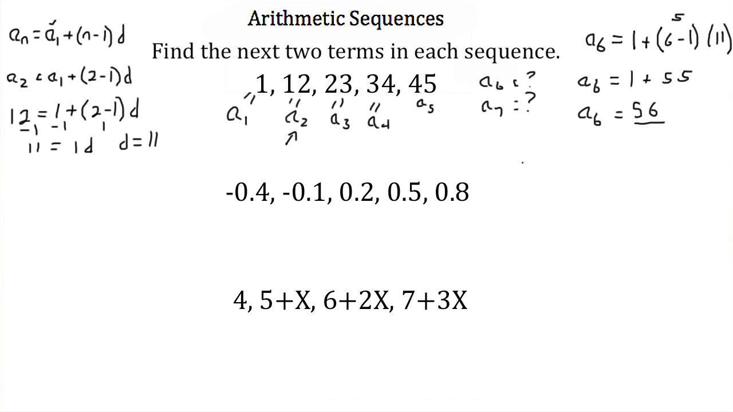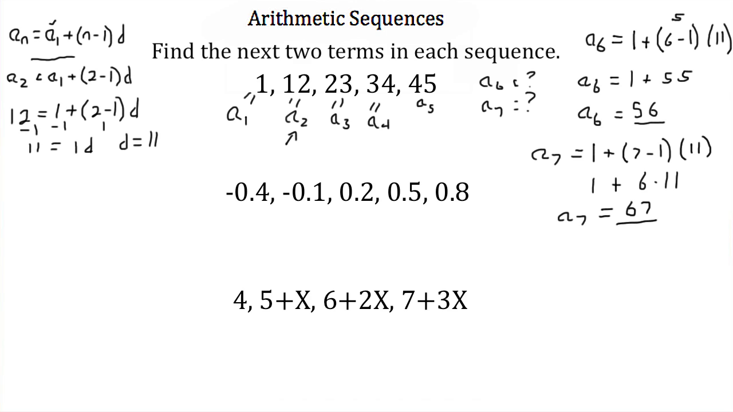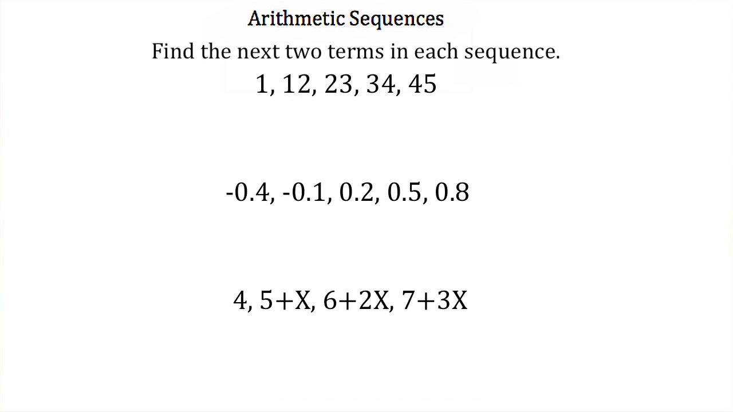So let's now do A7. We're going to do it the same way. We're going to use the same formula. So we're going to have A7 is equal to 1, because that's what our first term is equal to, plus 7, because our n is now 7, because we're looking for our 7th term, minus 1, and again our common difference is still 11. So this would be 1 plus 6 times 11, so A7 is equal to 67. So let's do our next problem.